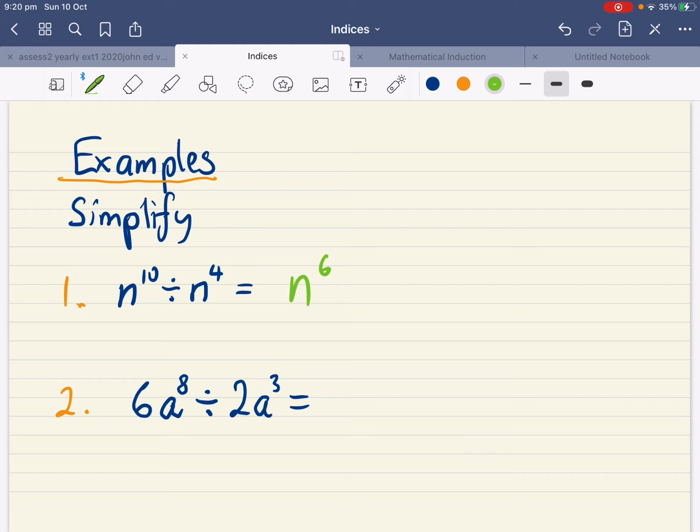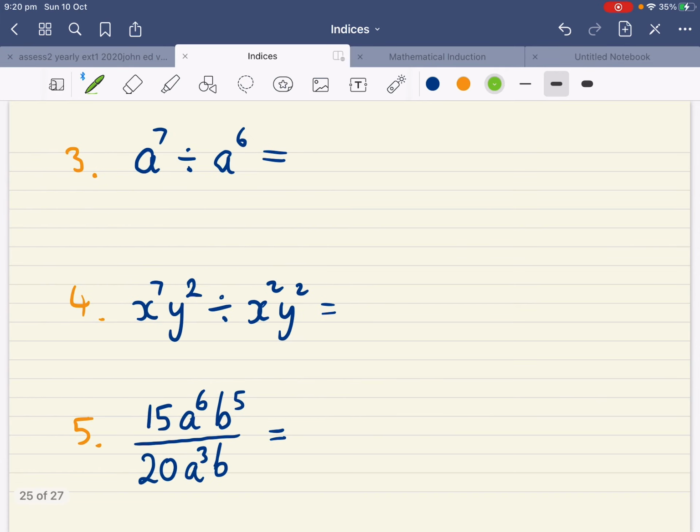Now, in this case, there's an ordinary 6 out the front, and it's been divided by an ordinary 2. Ordinary numbers, you just use normal mathematics for. 6 divided by 2 will just give you a perfectly ordinary 3. The A's, however, we will be using index law number 2 because they've got the powers above them. It's not the A necessarily, it's the powers that we have to deal with. And in this case, when dividing, we keep the base the same and we minus the powers. All right, so that's it for example number 2. That's your answer.